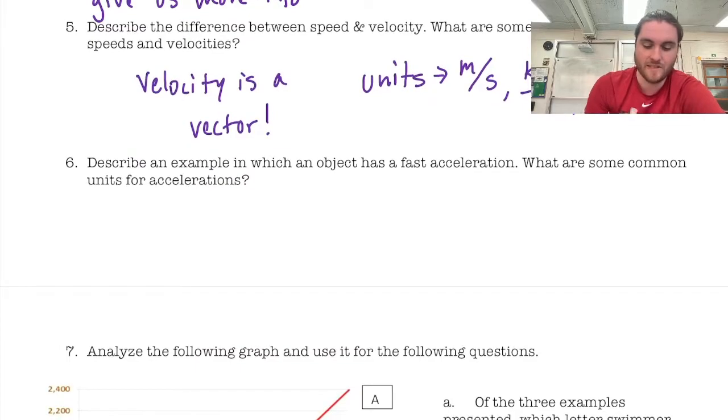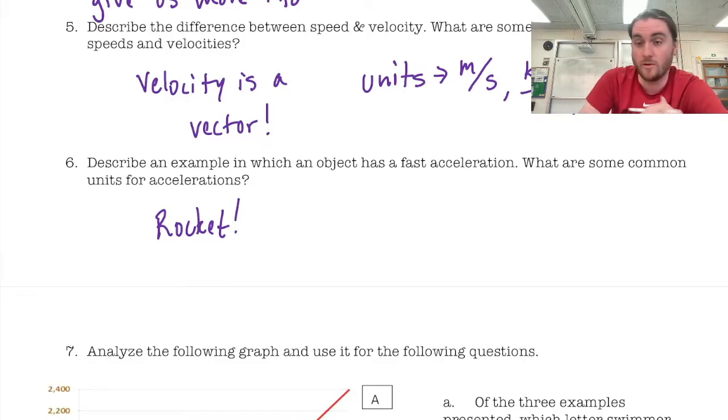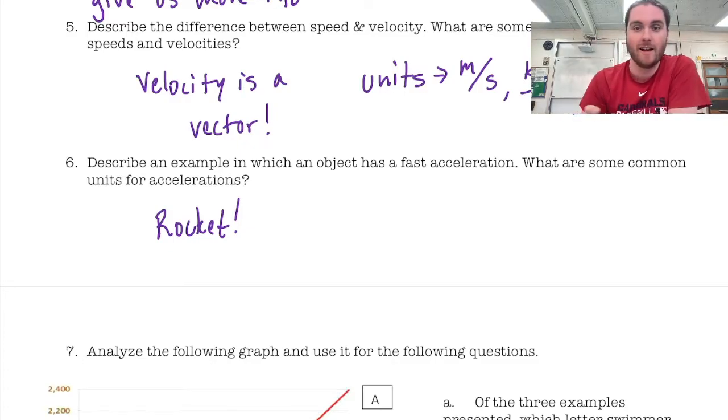And lastly, describe an acceleration or an example of an object that has a fast acceleration, and what are some common units of it? It just means anything that increases or decreases its velocity very, very quickly. I'm going to say something like a rocket. In order to reach escape velocity, that thing has to have a really fast acceleration, which is why you see those burners down at the bottom.